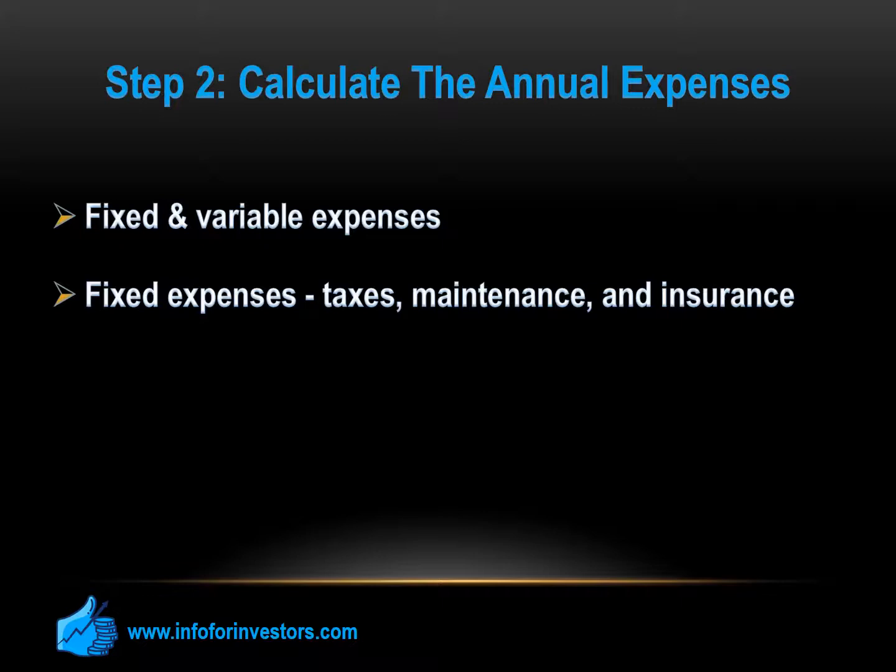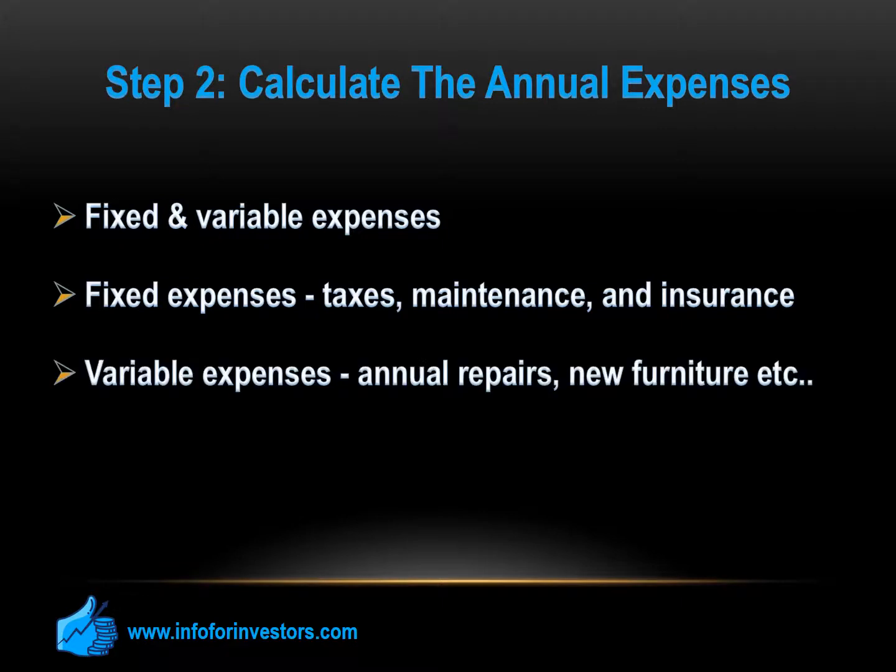While fixed expenses is only one factor, you should consider the variable annual expenses as well. In this category, you might include annual repairs, new furniture, roof repair, plumbing services, and others. Even though it's hard to estimate how much the variable expenses will be, set aside an amount of money equal to fixed annual expenses.